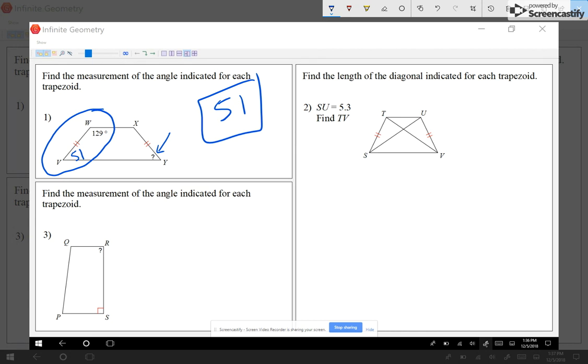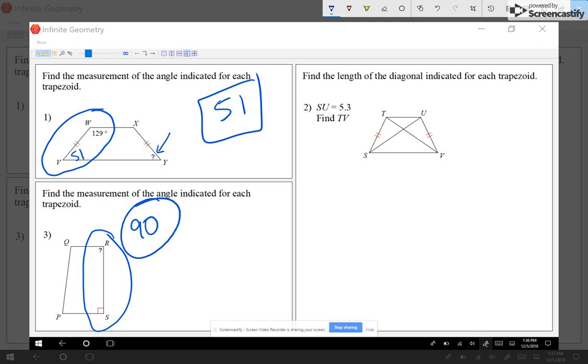The two angles on the side of a trapezoid, once again, add up to 180. My angle S is 90, right? The little box we can tell is 90. I need to find out how big is angle R. So I'm just going to go 180 minus the angle that is given. 180 minus 90. I'm going to find out that angle R is equal to 90 degrees.